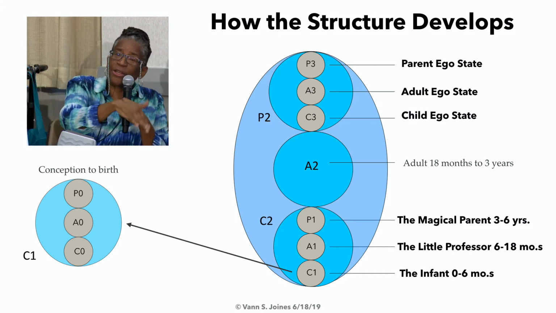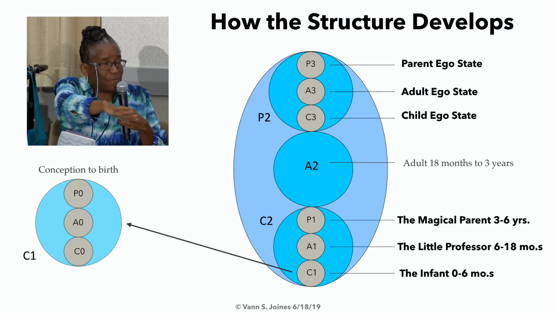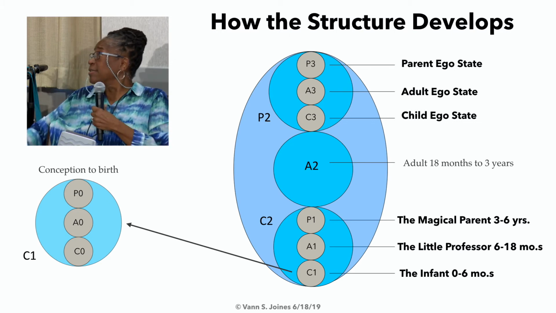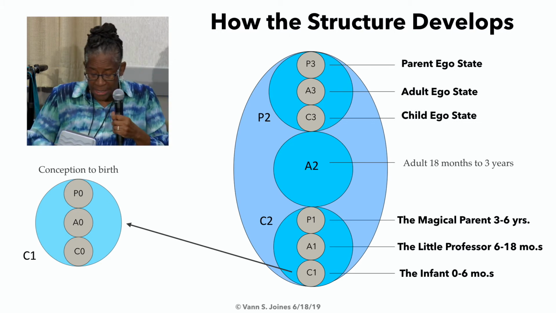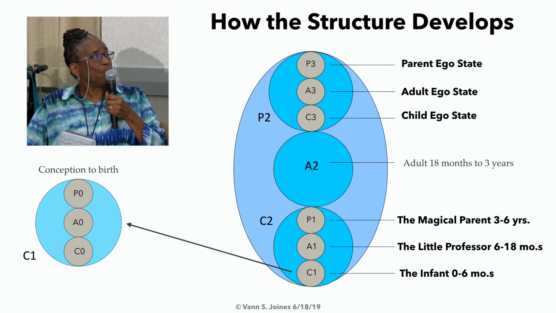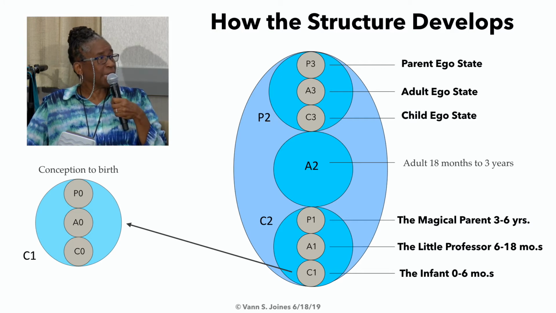A lot of early intervention work is about helping children develop and supporting that part rather than cutting it out, like you were talking about. And then we move on in our development toward the P1, which is the magical parent.